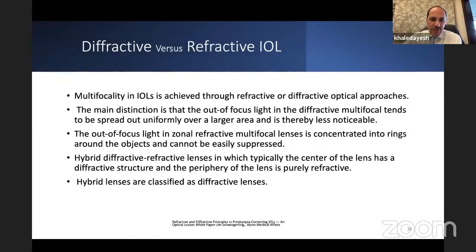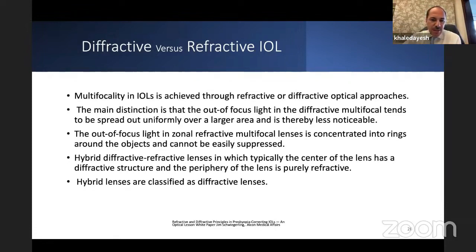So, diffractive versus refractive IOL: multifocality in the IOL is achieved through a refractive or diffractive optical approach. The main distinction is that the out-of-focus light in the diffractive multifocal tends to spread out uniformly over a larger area, thereby being less noticeable by the patient, while the out-of-focus light in zonal refractive multifocal lenses is concentrated into rings around the objects and can't always be easily suppressed. There are now hybrid refractive and diffractive lenses, in which typically the center of the lens has a diffractive structure and the periphery of the lens is purely refractive.